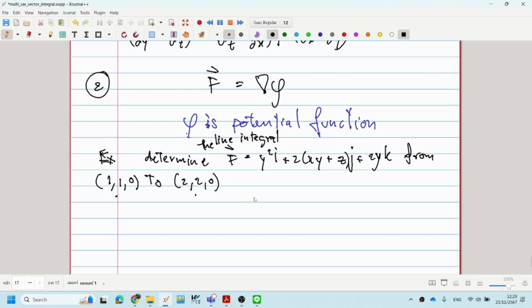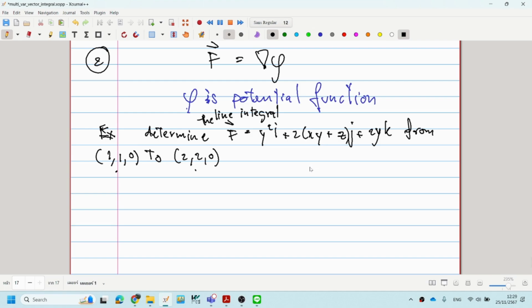If vector f is independent of the path, you can focus on the start point and the end point. That's it, because it does not depend on the path anymore. How do you check that f is independent of the path? It is special: it means the potential function can be found from the vector. Okay, check it out.